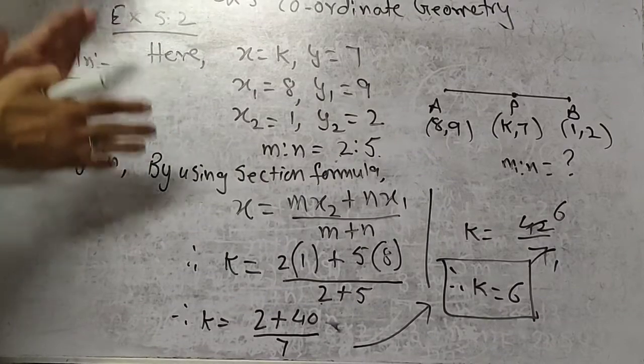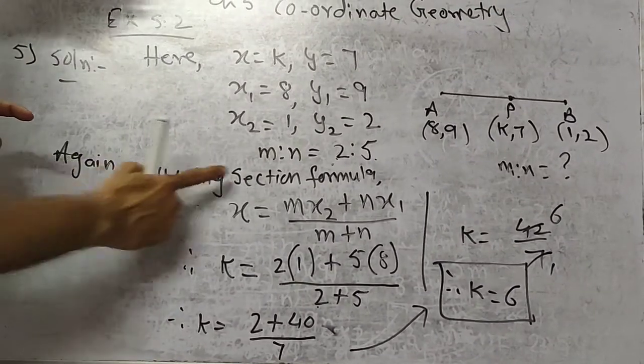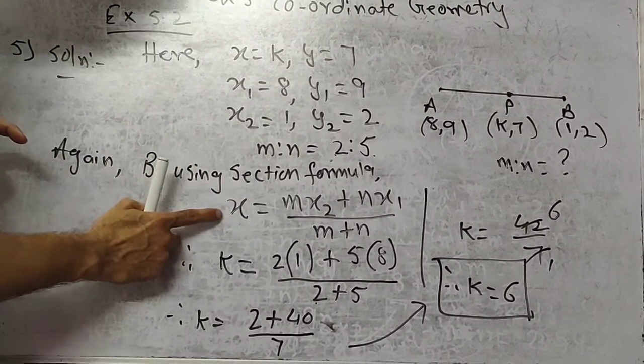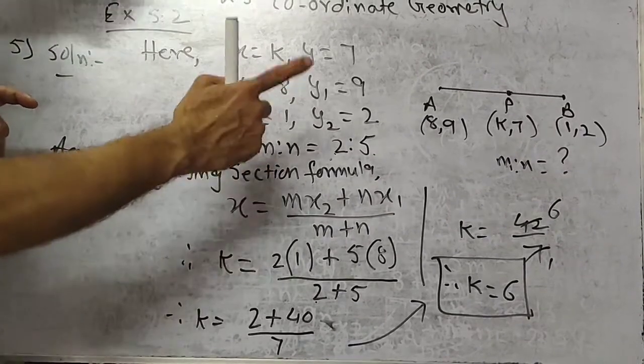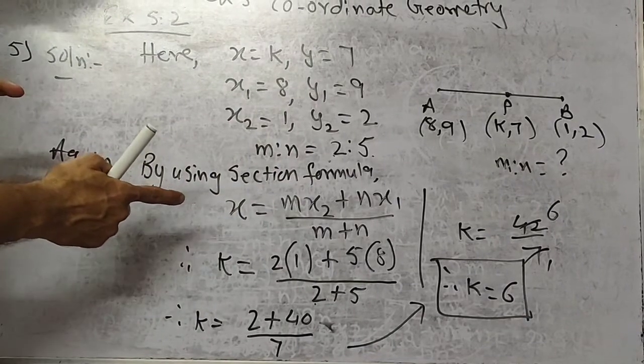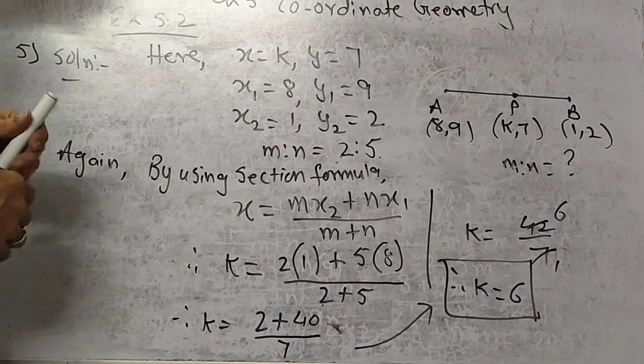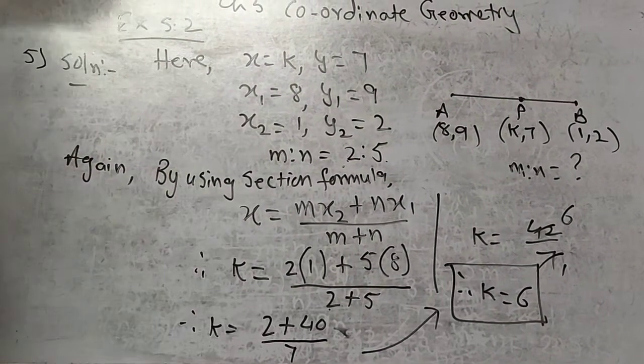So okay, first you have to find the ratio. After finding the ratio, then again you will use section formula and you will take the help of x. Take the help of the x coordinate. x is equal to mx2 plus nx1. Okay. Please copy it down.